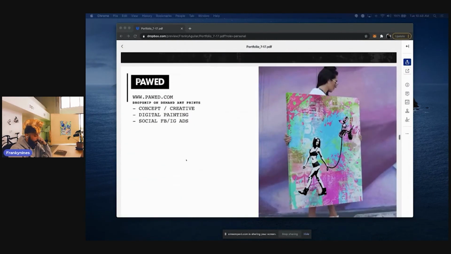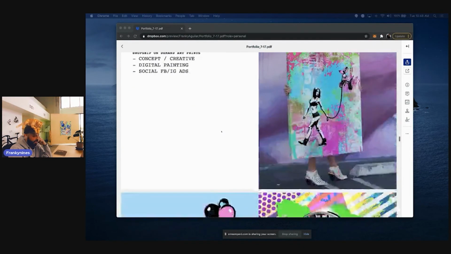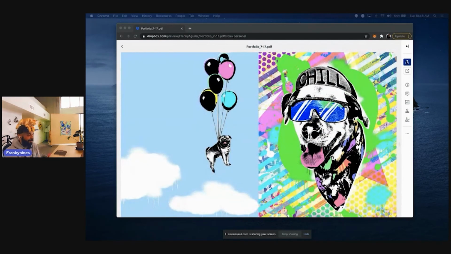Really fun little body of work. This is an old project, 2017, but these are all animal themed pop art pieces that I did, like this pug. I did a big series of them. The pug one is the best. Look at that pug. He's just floating.